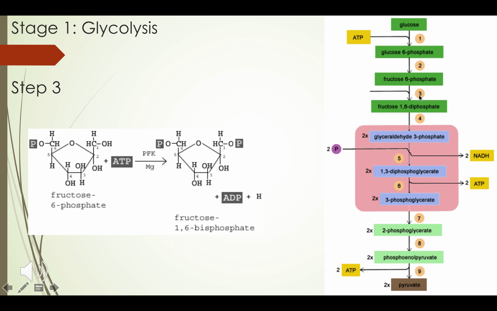Moving on to the third step. The third step is the conversion of fructose 6-phosphate from the previous step to fructose 1,6-bisphosphate. Similar to step 1 of glycolysis, ATP is used to provide the additional phosphate group. And then the enzyme used, as you can see in the diagram below here, is phosphofructokinase.